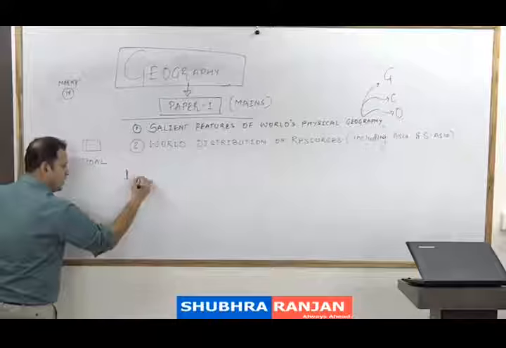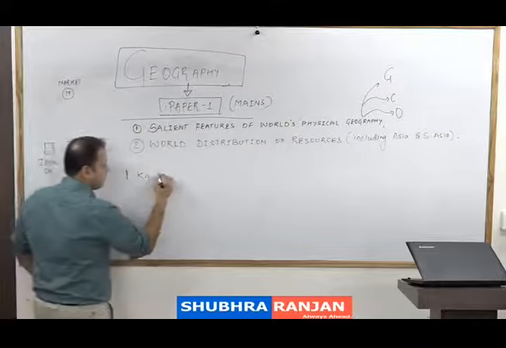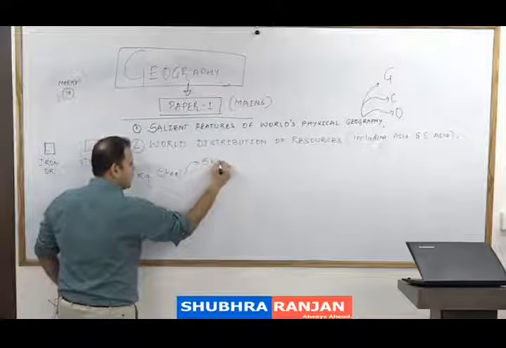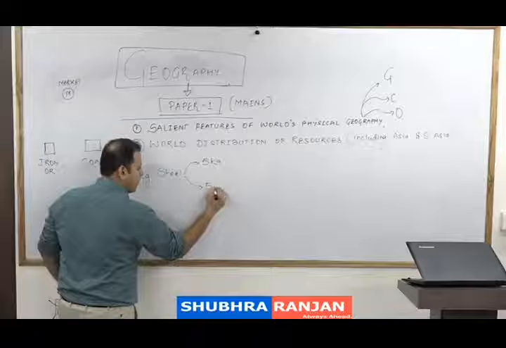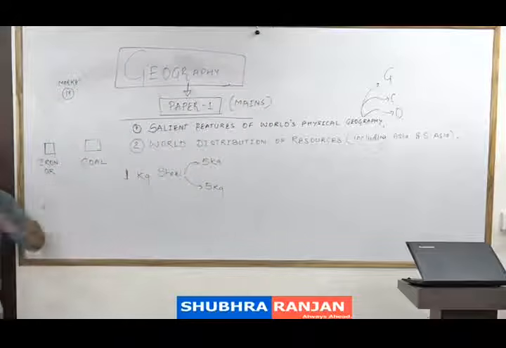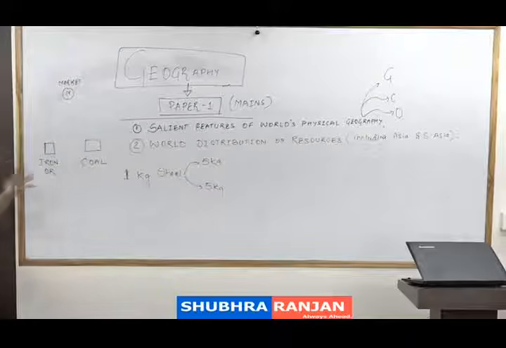To make 1 kg of steel, we require somewhere around 5 kgs of iron ore and 5 kgs of coal. This is just a simple example I am telling. Exactly not this much, there is a little variation. But if you take 5 kg of iron ore and 5 kg of coal, you will make 1 kg of steel.